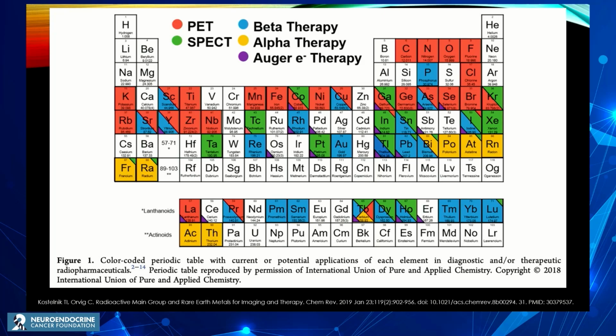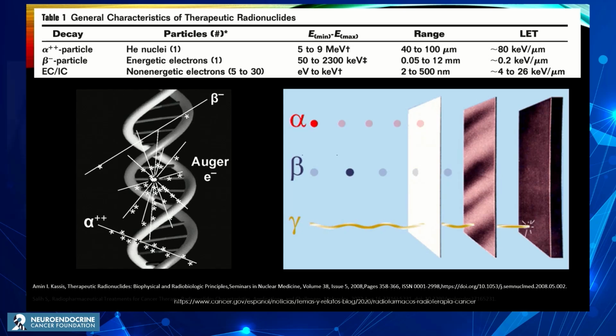You can also see here in the lutetium square that we have also a little bit of green. That means that we can perform SPECT-CT as well, and this is very useful for dosimetry. There are other kinds of treatments like alpha therapy or Auger electrons therapy. They are colored with yellow and purple respectively. I will try to explain later in the next slide.